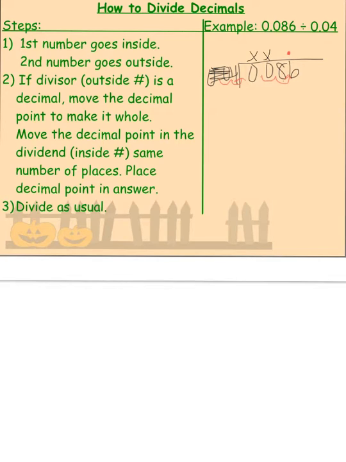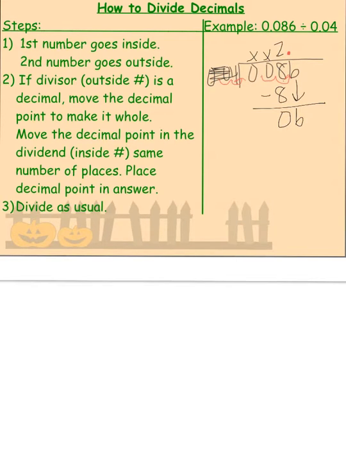Does 4 go into 8? Yes, it does. It goes in twice. So then we multiply. 2 times 4 is 8. And then we subtract. 8 minus 8 is 0. Even though there's a 0 here, there's still a number we have to bring down from our dividend.